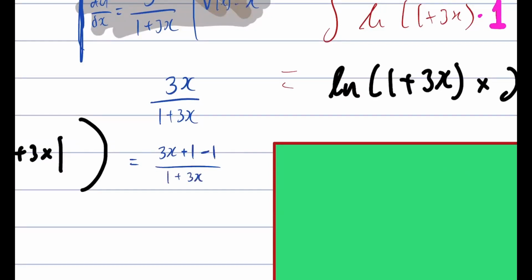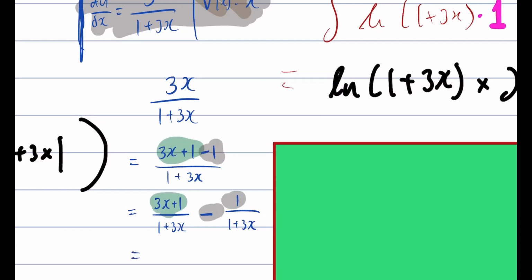Do you agree? Plus 1 minus 1. But wait, what's so special about 3x plus 1 and 1 plus 3x? It's the same. So you can actually split it out like this: 3x plus 1 over 1 plus 3x, then minus 1 over 1 plus 3x. Agree? This part and that part. Then what? It cancels off. You're left with 1 minus 1 over 1 plus 3x. And we are done. Don't need long division.